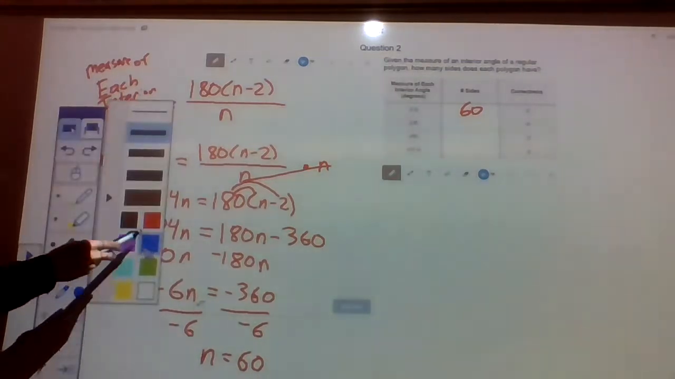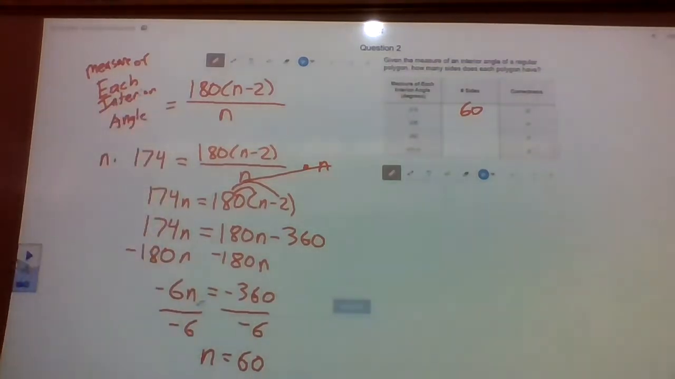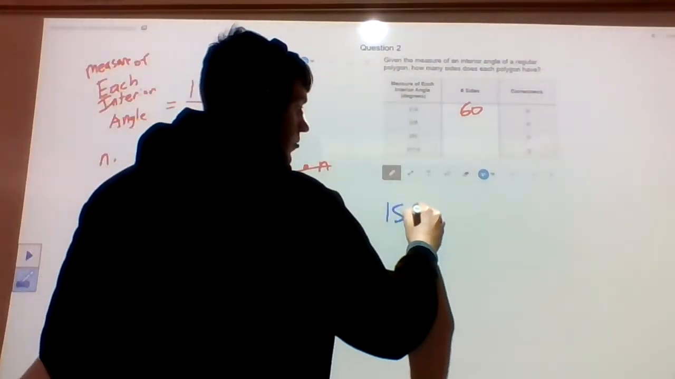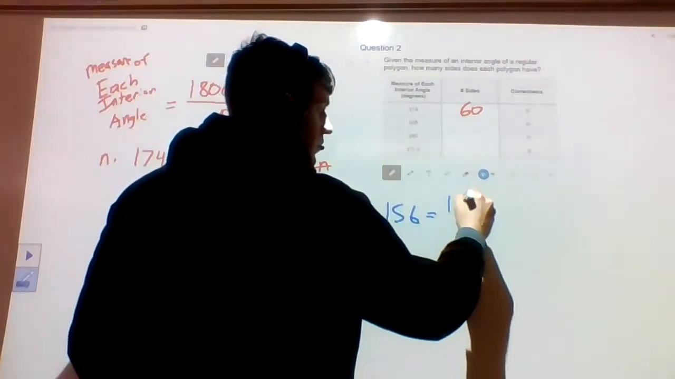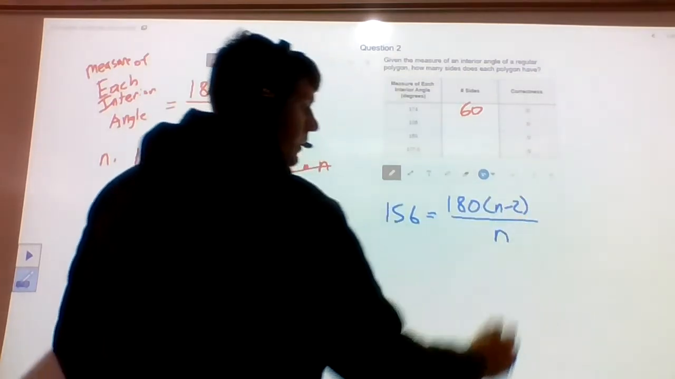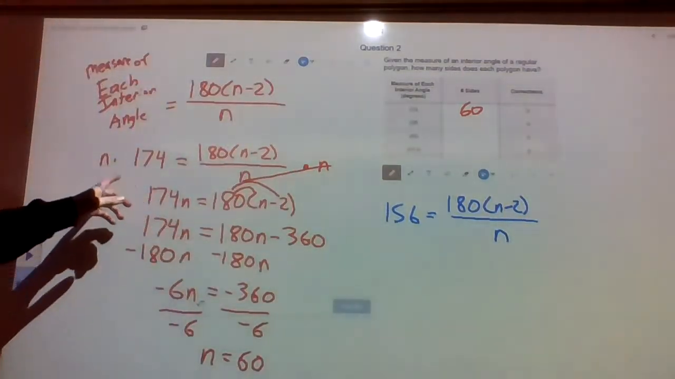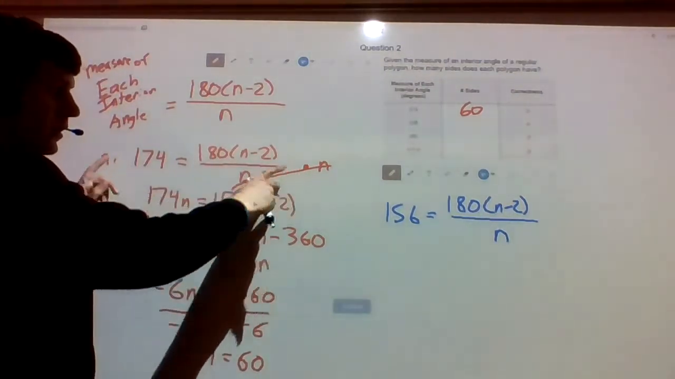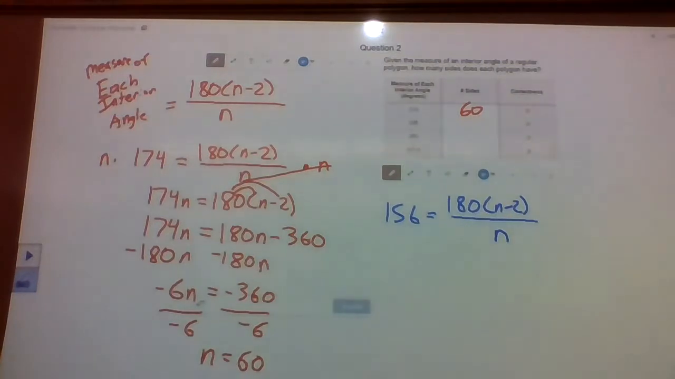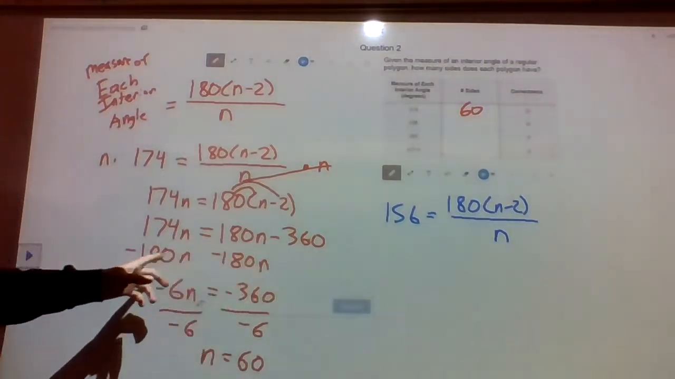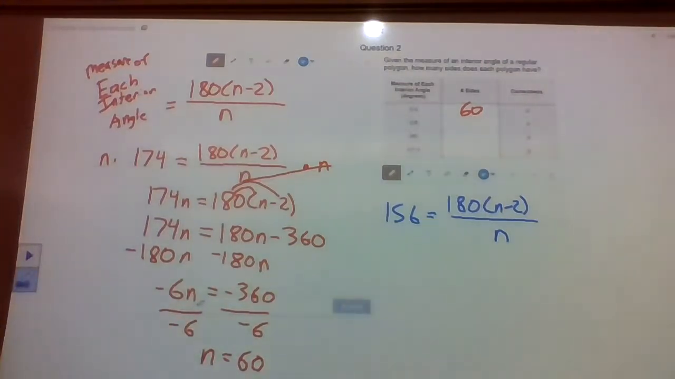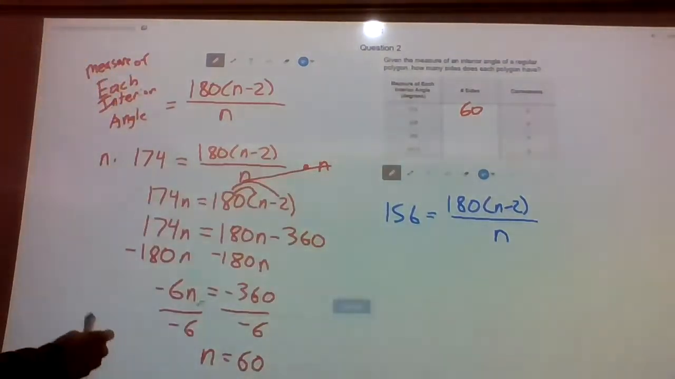Right, and that's how you're going to solve the other three. So the next one, each interior angle of the next polygon is 156. So you're going to do 156 equals 180 times n minus 2 over n. You're going to multiply n on both sides like we did here. You're going to distribute the 180. And then I would subtract 180n from both sides and then divide by whatever the coefficient is. Okay, but I'll leave you to do the next three.